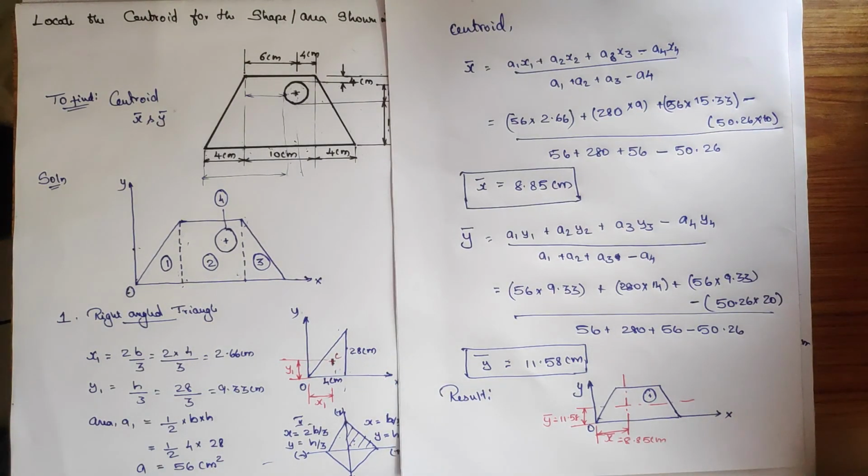So I hope you understood how to identify the x bar and y bar, nothing but the centroid. If any components come, the first thing should be to take it to the xy coordinate and divide it into simple components and identify each and every centroid and areas, and afterwards find the x bar and y bar. Okay, I hope you understood.